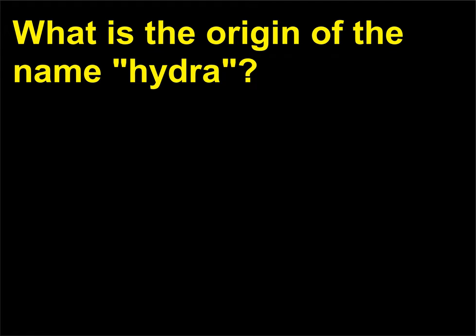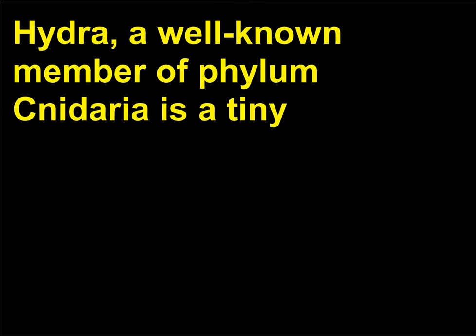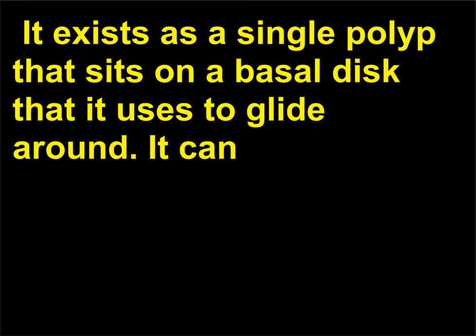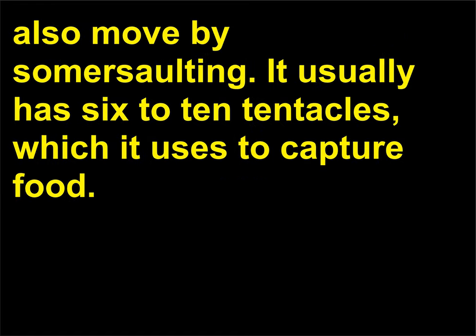What is the origin of the name Hydra? Hydra, a well-known member of phylum Cnidaria, is a tiny, 0.4 in or 1 cm in length, organism found in freshwater ponds. It exists as a single polyp that sits on a basal disc that it uses to glide around. It can also move by somersaulting. It usually has 6 to 10 tentacles, which it uses to capture food.